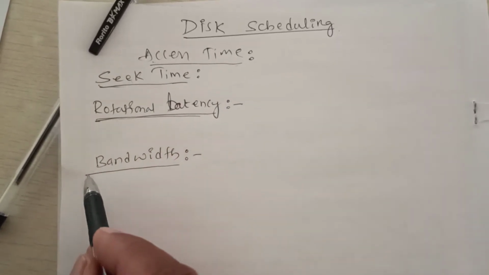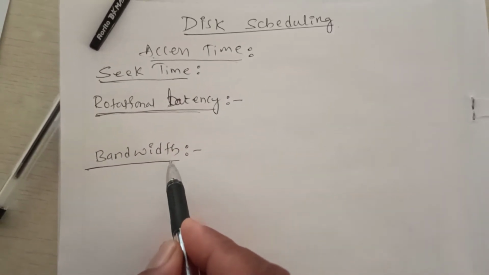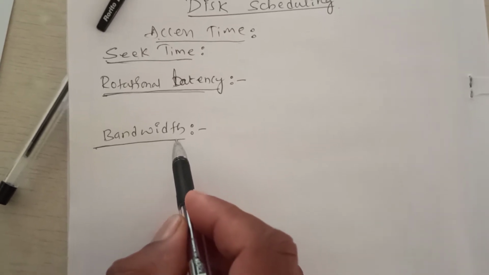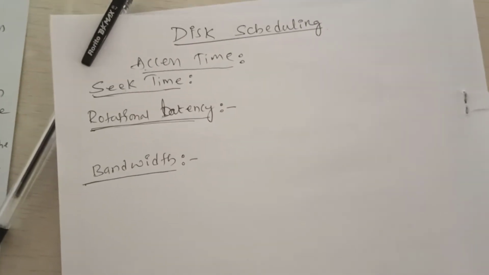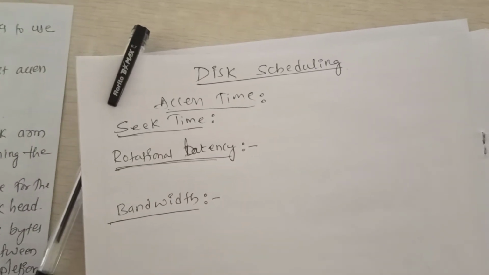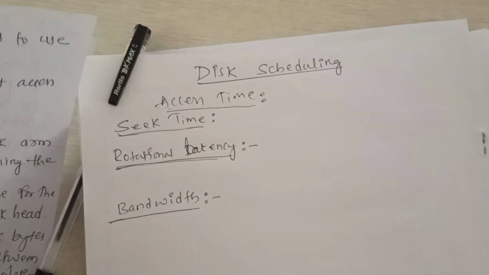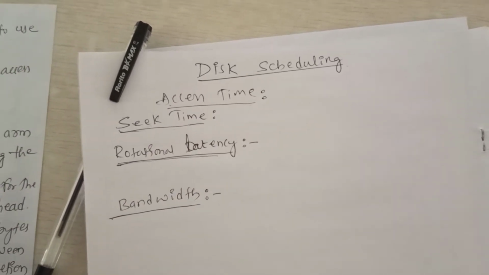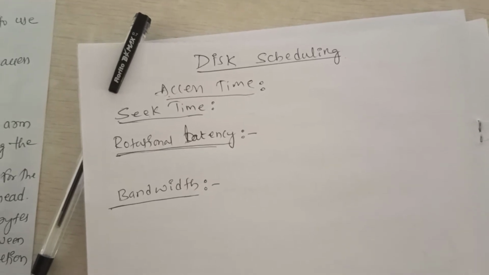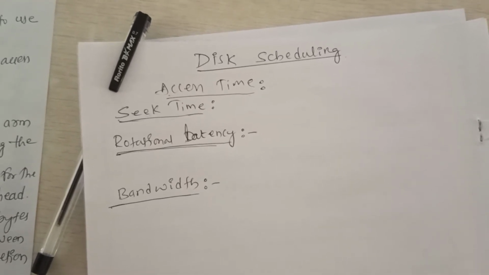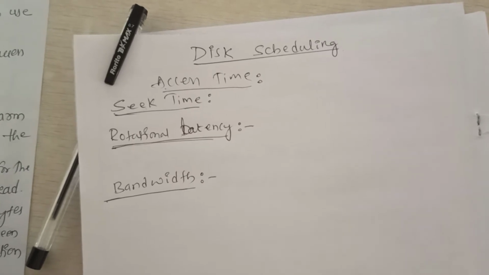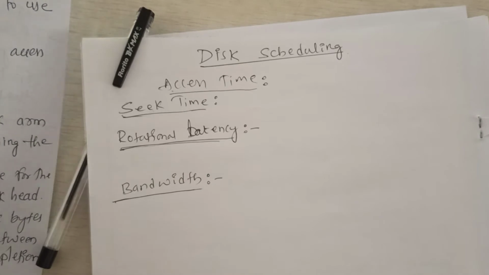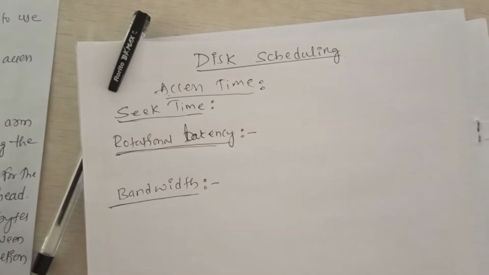The second thing is called bandwidth, which also needs to be improved when you schedule the disk for doing the I/O operation. So what does bandwidth mean? Bandwidth is the total number of bytes transferred divided by the total time between the first request for service and the completion of the last transfer. That is called bandwidth.